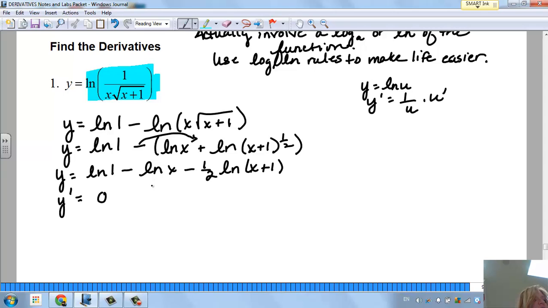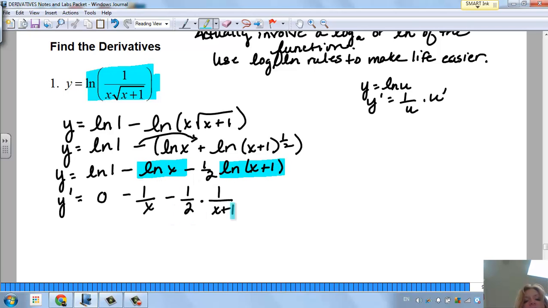And this is the natural log of x, so this is going to be minus 1 over x. And then here, it's going to be minus 1/2 times 1 over x plus 1. So right here and here, I use the natural log derivative. And look what I got. The derivative was easy to do.